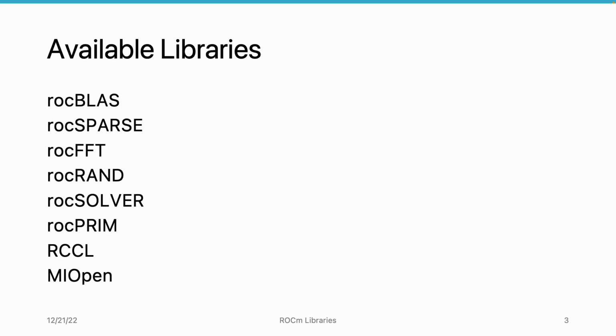So there are a lot of libraries that are available. For example, we have BLAS, which provides linear algebra operations. We have ROCsparse, which provides linear algebra operations for sparse data formats. We have fast Fourier transform, we have random number generator, we have equation solver, we have ROCprim, which provides the parallel primitives so that you don't really need to re-implement a lot of commonly used code. And also we have RCCL, which stands for Radeon Collective Communication Library. And finally, we have MIOpen, which is a library that implements deep neural network layers.